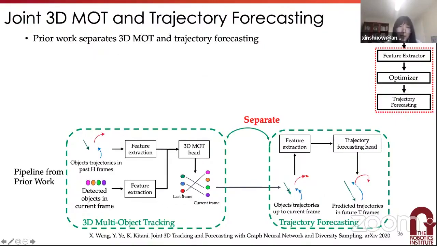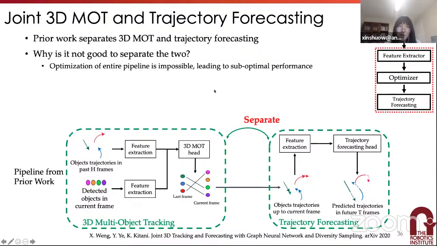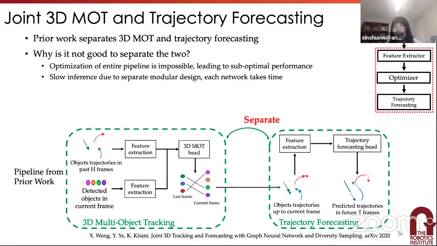So as we show here, again, the prior work separated these 2 modules, the 3D MOT and trajectory forecasting modules. However, we think this is not good for 2 reasons. First, the optimization of the entire pipeline is not possible, which could lead to suboptimal performance because we cannot backpropagate the gradients. And also, since we have 2 networks, each for running a single module, we now have to run 2 networks during testing time, which takes more time in general.